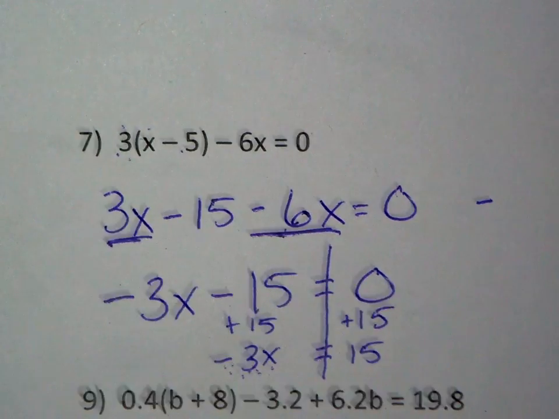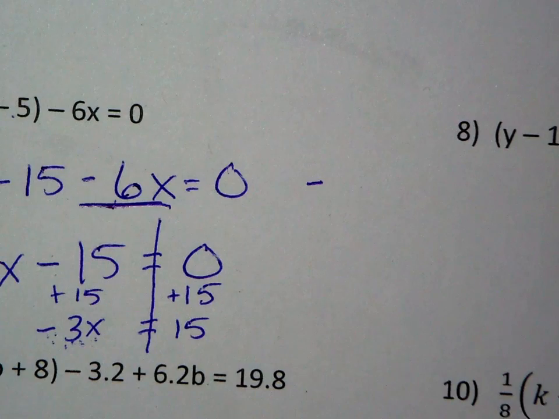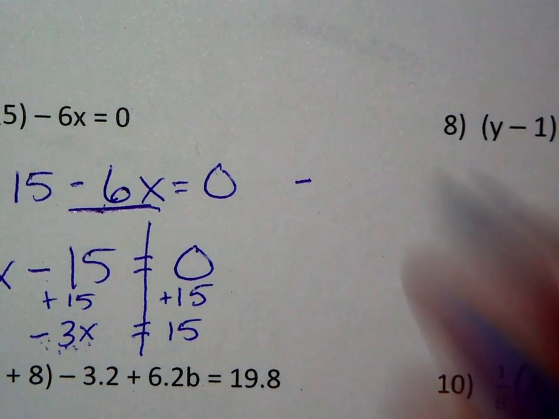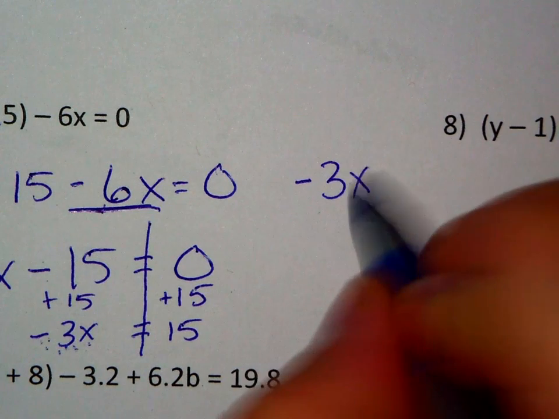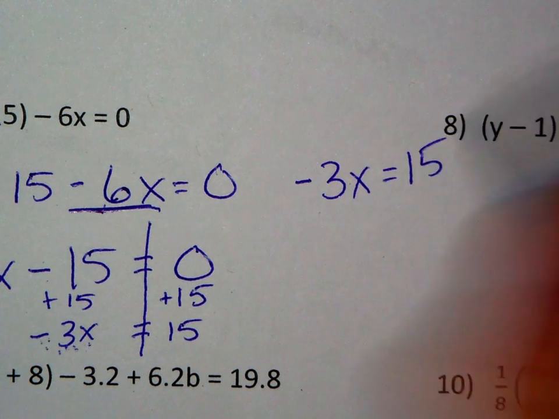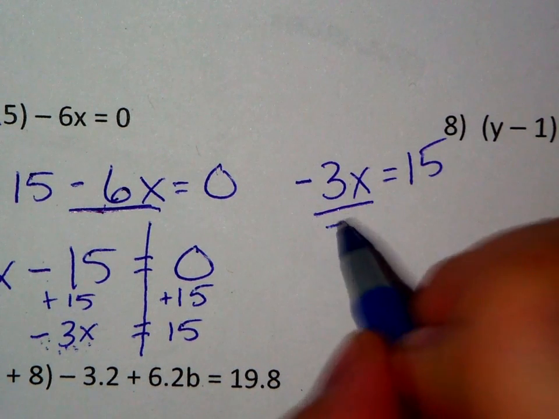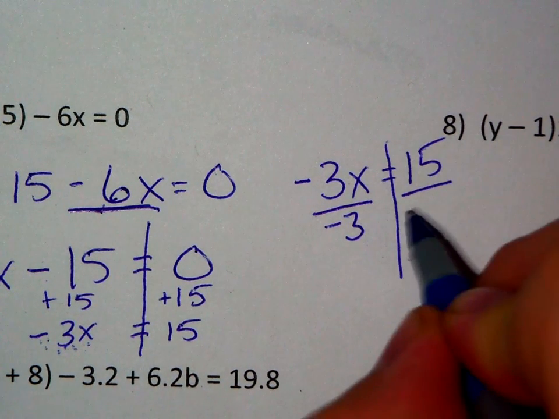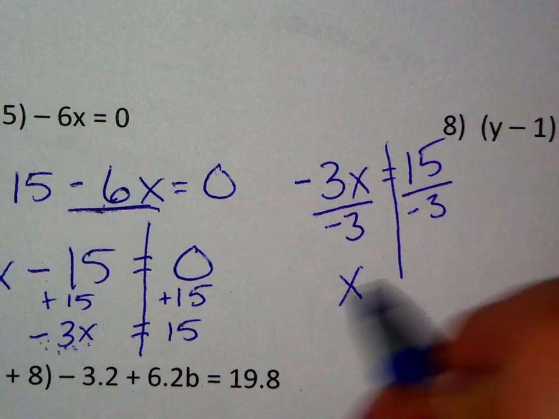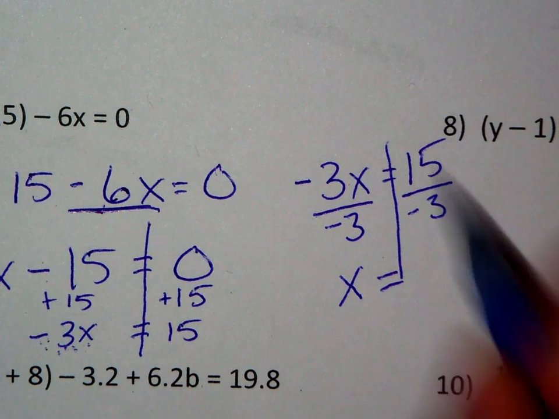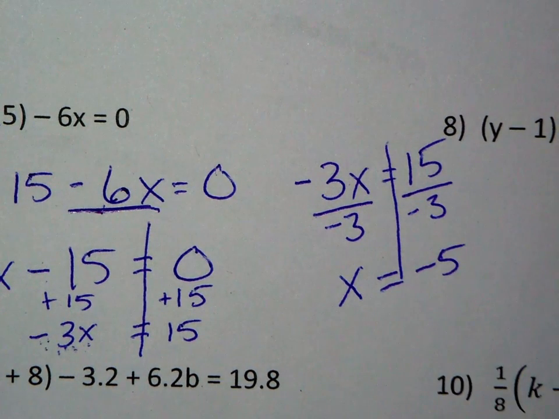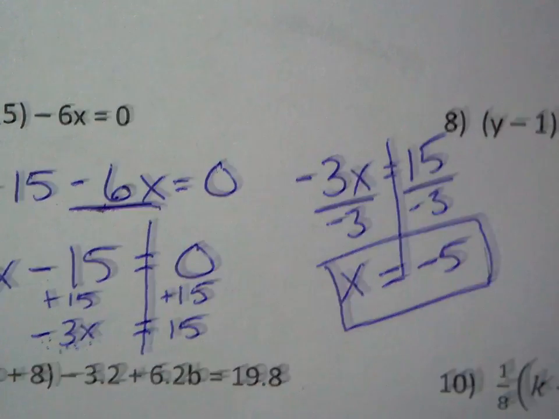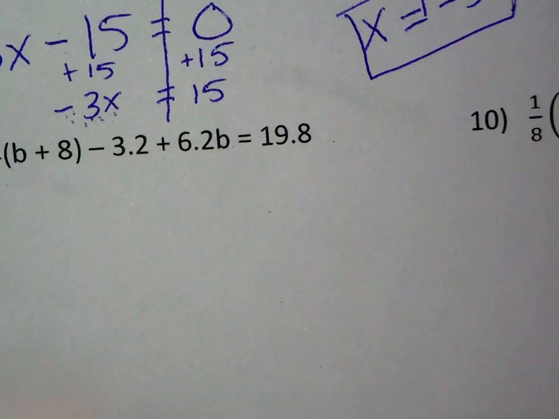So in order to have more room, let me move over to the right just a little bit. So we have negative 3x equals 15. I will divide by negative 3. What I do to one side of the equal sign, I have to do the other, so divide by negative 3. And x will equal negative 5. Again, we can check our answer. Let me move down to a clean section on this piece of paper.